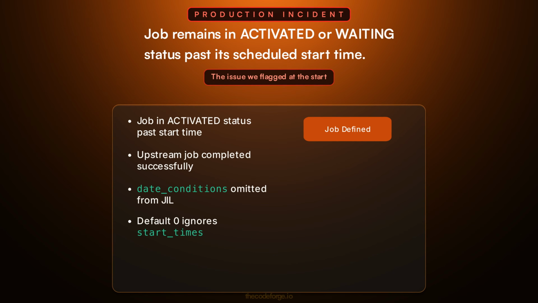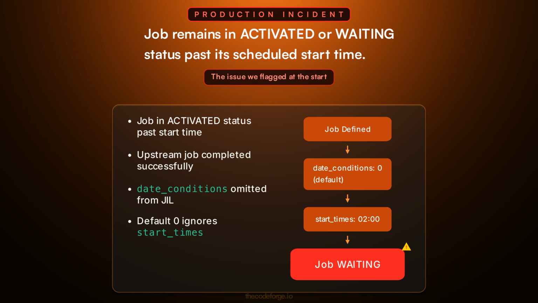Changing the calendar affects all jobs referencing it. This is the same issue we highlighted at the start. Here's exactly why that happened. The engineer assumed setting start times alone makes the job run at that time. But date conditions defaults to 0, so AutoSys ignored start times entirely. The job only runs on condition, but since no condition was set, it stayed in waiting forever.